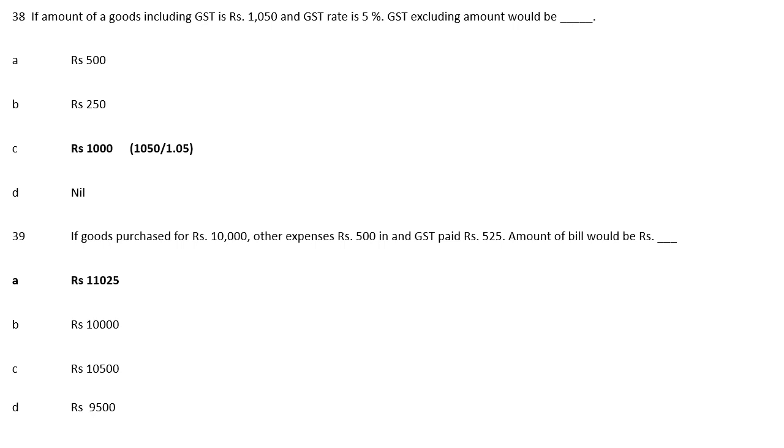Goods purchased for rupees 10,000, other expenses 500 and GST paid is 525, the amount of bill would be rupees: option A 11,025, option B 10,000, option C 10,500, option D 9,500. The correct answer here is option A, 11,025. So you are going to add the expenses 500 and GST paid 525. So the total bill amount you are going to get is 11,025.